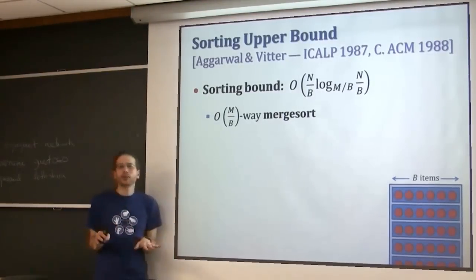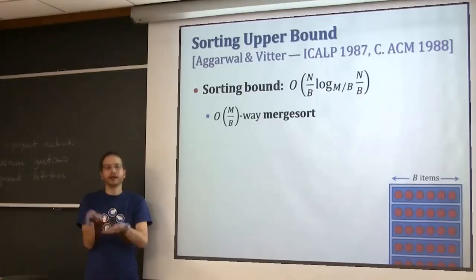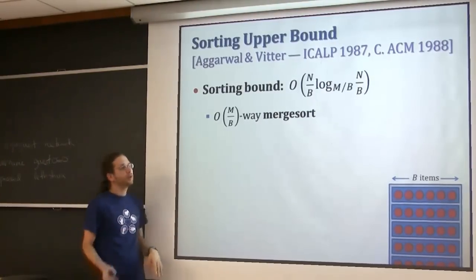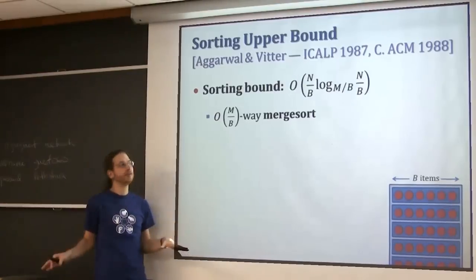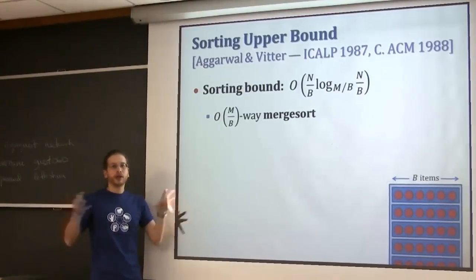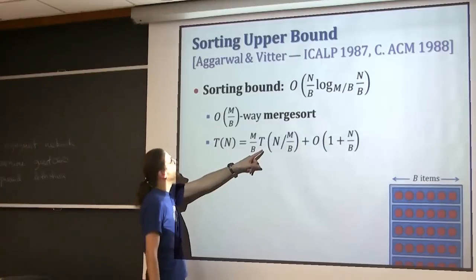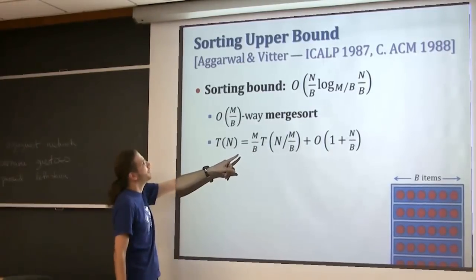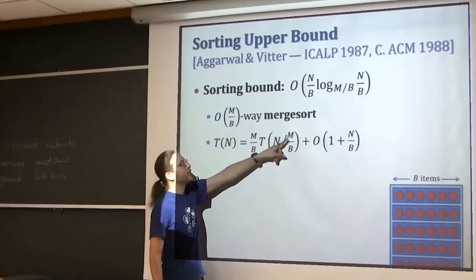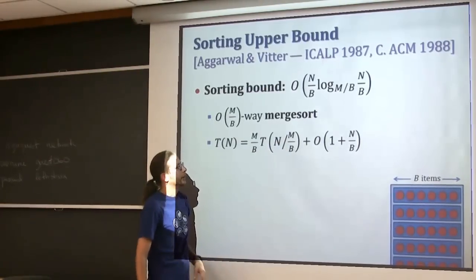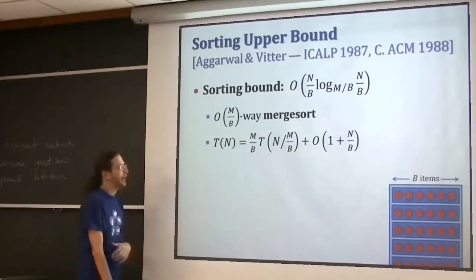But we know that we can merge m over b sorted lists in linear time as well, in n over b time. So instead of doing binary merge sort where we split in half, we're going to split into m over b equal size pieces, recursively sort them all, and then merge. And the recurrence we get from that, did I get this right? Yeah, there's m over b subproblems, each of size a factor of m over b smaller than n. And then to do the merge, we pay n over b plus 1. That won't end up mattering.